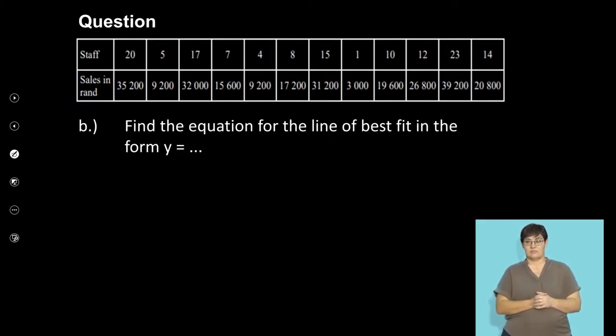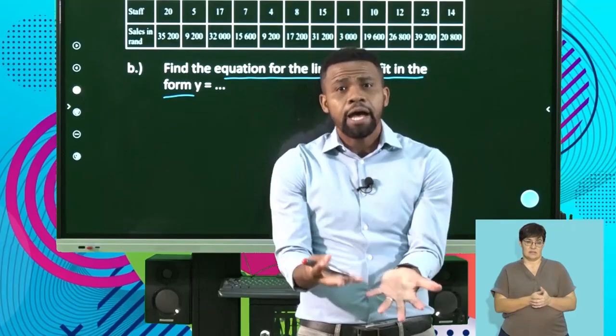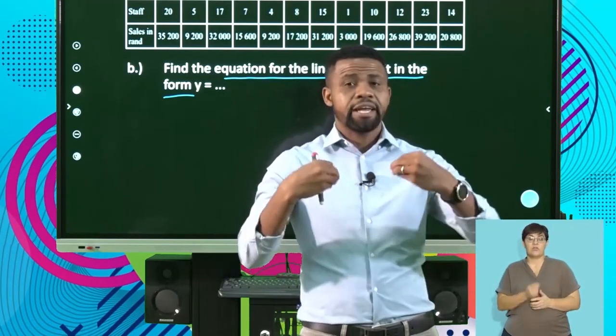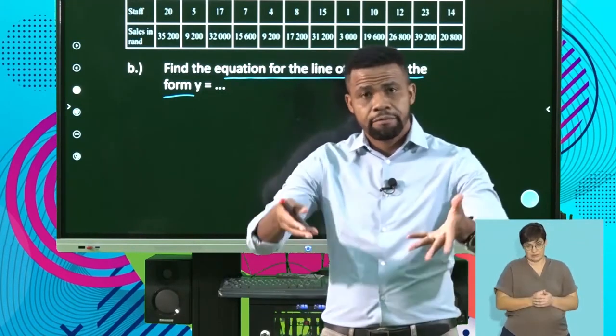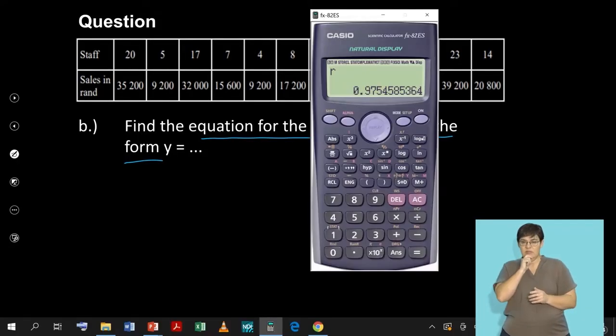So the next question is, find the equation of the line of best fit in this form. The equation of the line of best fit is what? It is our regression model. Are we together? Let's see. We're going to use our calculator. We've already inputted our data in our calculator, there's no need to do it again. We just have to check the data.